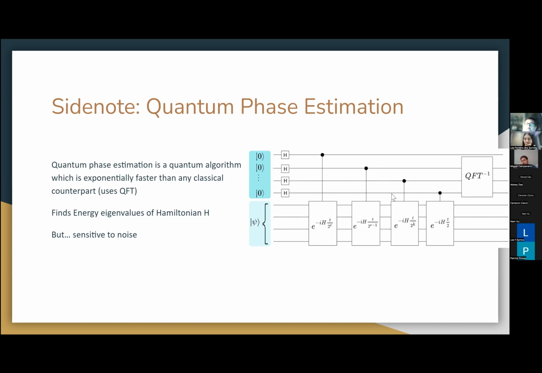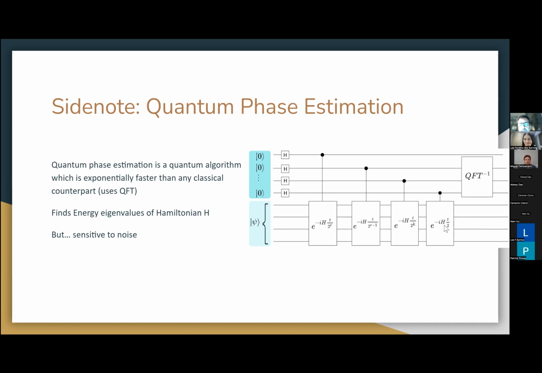This isn't the best diagram to show it, but essentially what this does is it does a controlled unitary operator, where the unitary operator is large on the first one. I think this is actually in reverse order. Yeah, this looks like it's in reverse order. So it's supposed to be large on the first one, and then it gets smaller and smaller and smaller for every qubit that you have.